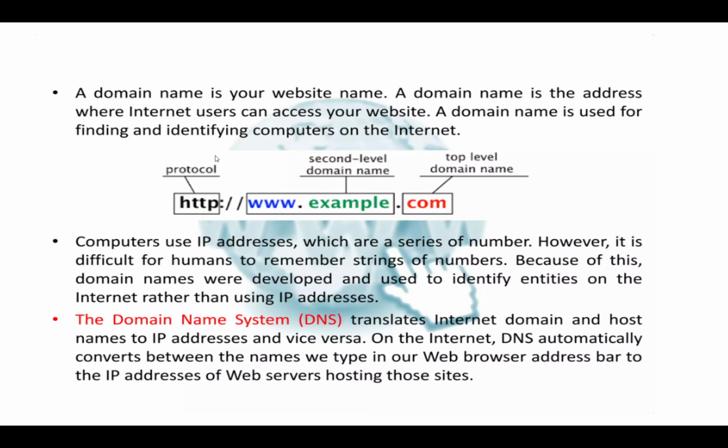Like you can see, here is the identification of your site. This is the protocol, this is your site's secondary level domain, and this is your top level domain name. DNS means Domain Name System. What is your domain name, or what is your host on the domain name?